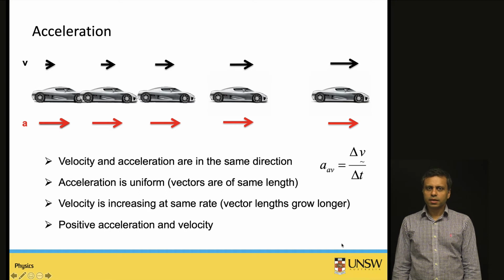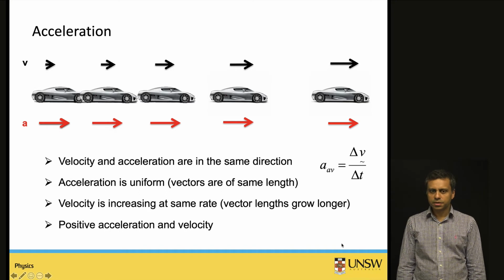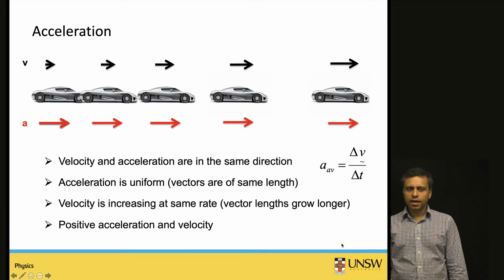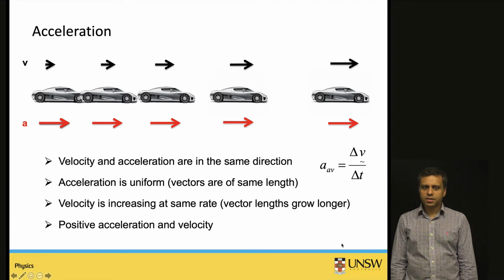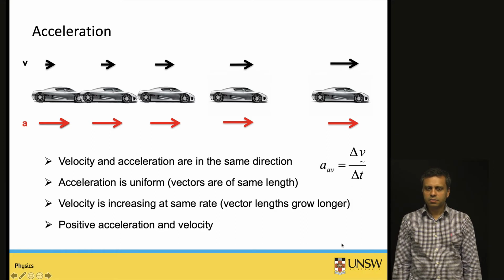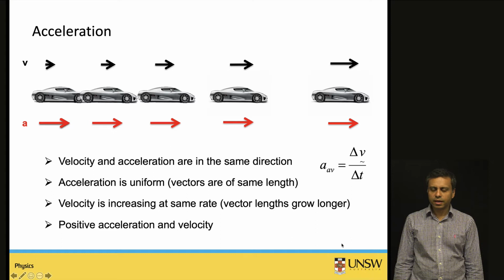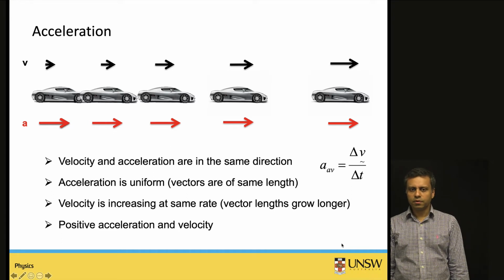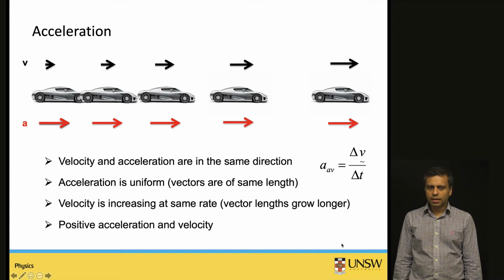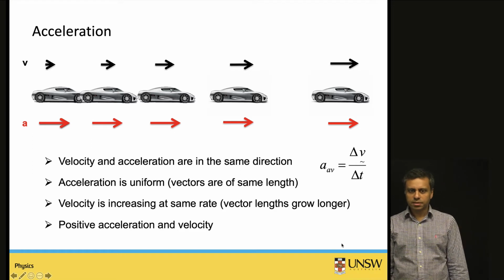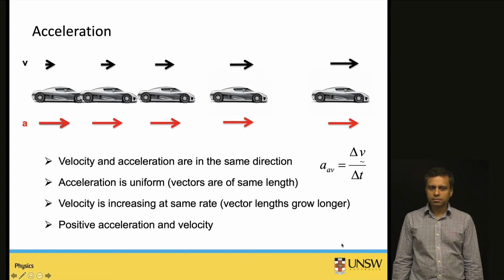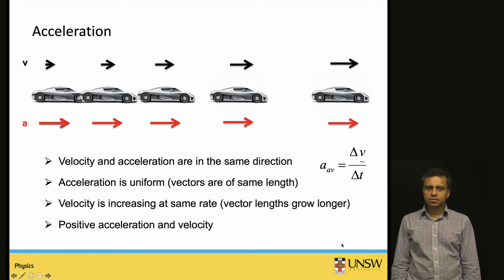Now let us look at a case where there is a positive acceleration. So you again see a car, and its velocity is represented by the black arrows. And you can see the black arrows are increasing in length over time. And the red arrows represent the acceleration. In this case, we assume that the acceleration is constant. So the red arrows have constant length over time.